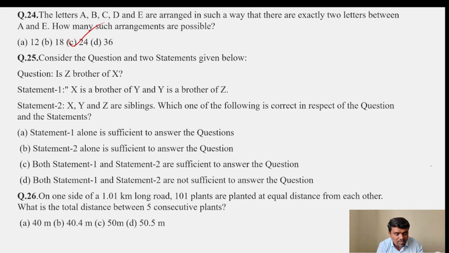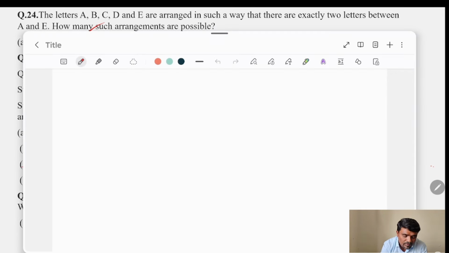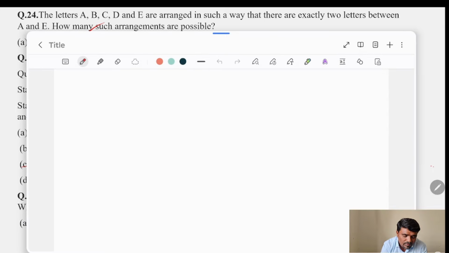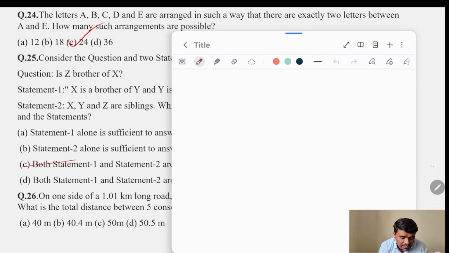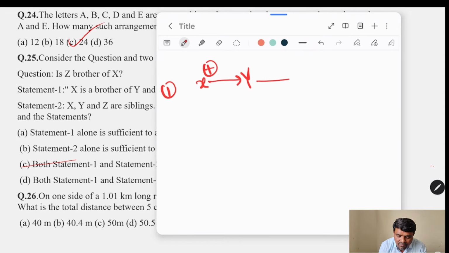Question number 25. Consider the question and two statements given below. Blood relation. Is Z brother of X? First statement: X is a brother of Y. Second statement: Y is a brother of Z. Try to understand the question's meaning. Is Z brother of X means Z must be male. That's one thing, and to confirm it, we must know Z's gender.